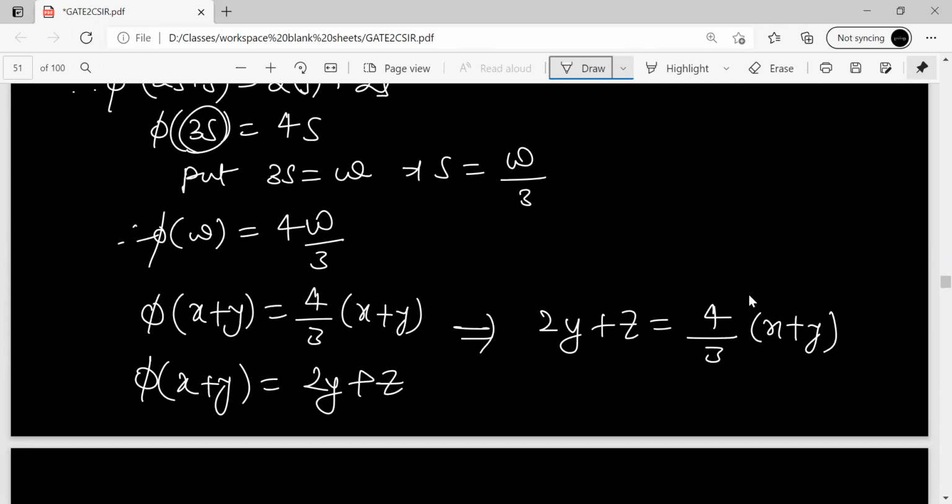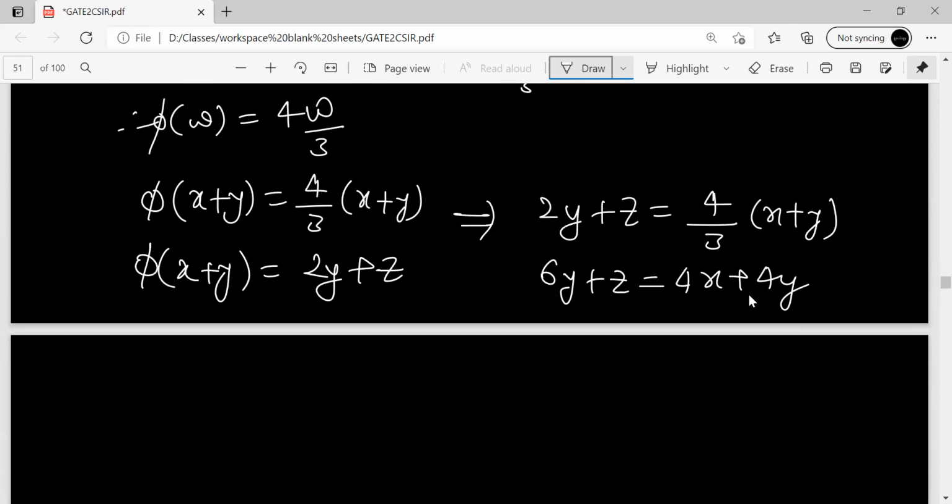All right, so that looks like this. And now you can consider solving it further. And in that case, you get simply 4 by 3 times x plus y equals 2y plus z. Now just multiply by 3 here, so you get 6y plus 3z equal to 4x plus 4y. Now keep the z here, you just take that one there. So you get z equals 4x minus 2y.